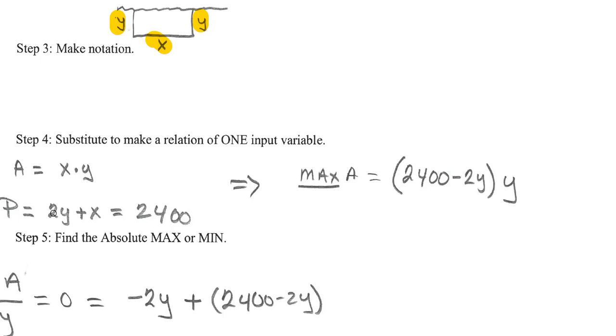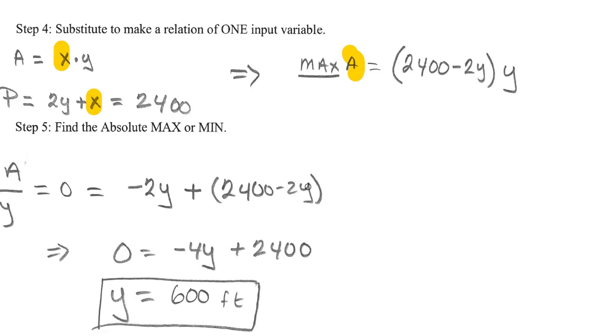Then what I did is solve the perimeter equation for x and substituted that into my area equation. So I have area equals 2400 minus 2y, that equals x, times y. We need to maximize this because that's what we're being asked to find, the maximum area.